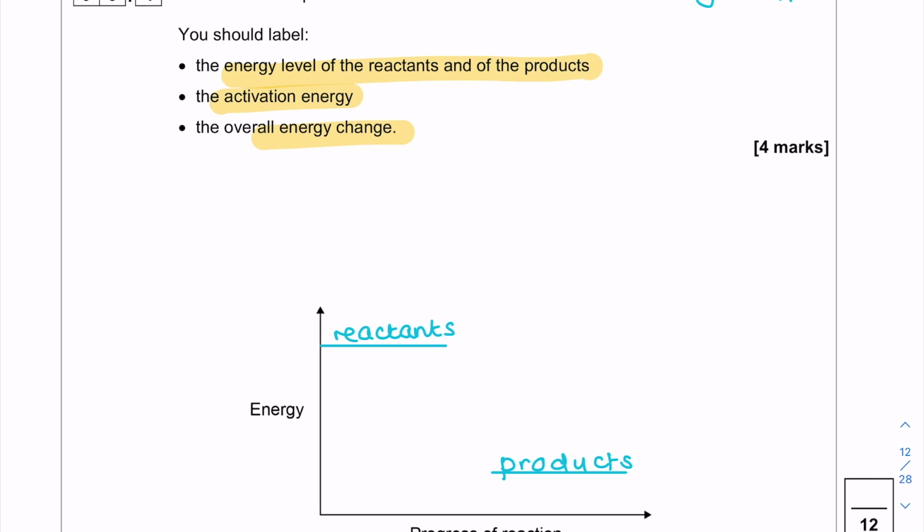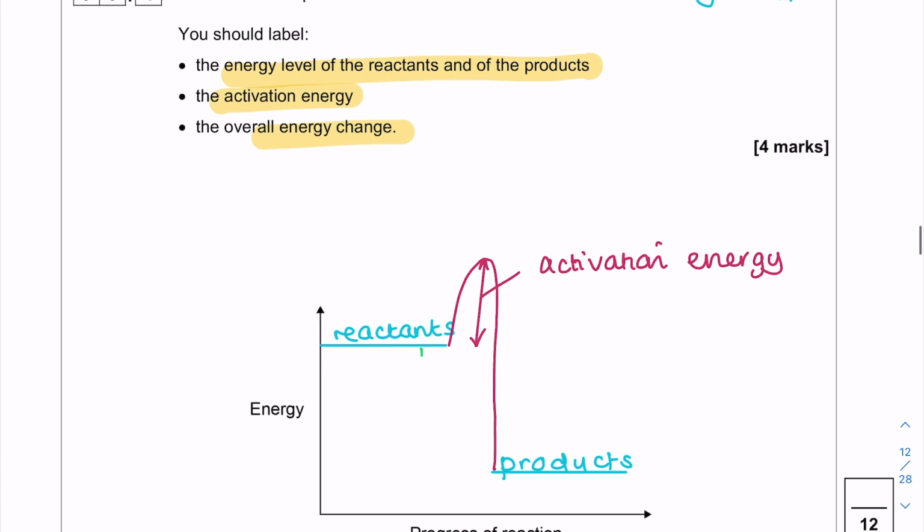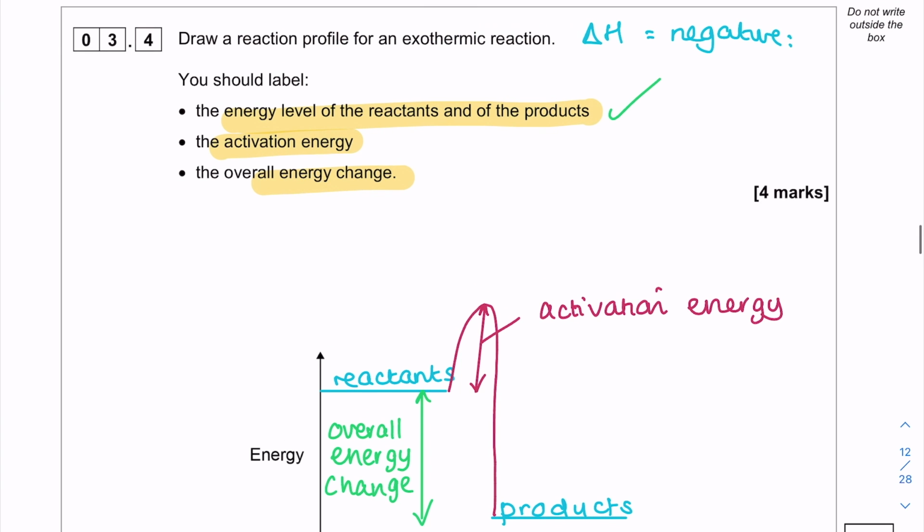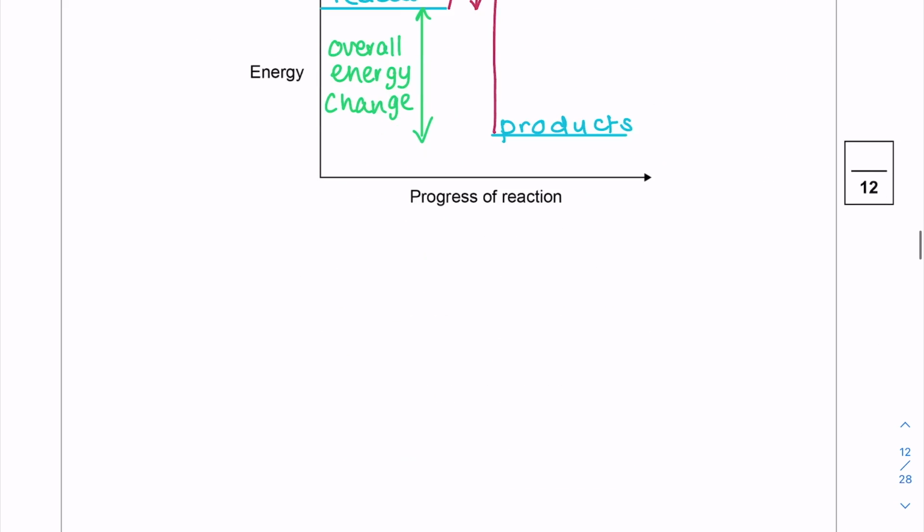Then remember, the activation energy is the minimum amount of energy required for a reaction to occur. So you must take that line from the reactants to the top of that peak. And that is your activation energy. And then lastly, your overall energy change is just the difference in energy from your reactants to your products. Make sure those arrows fully meet and just check you've done all these things. And there's that whole delta H negative thing. Look, the products sit beneath the reactants.